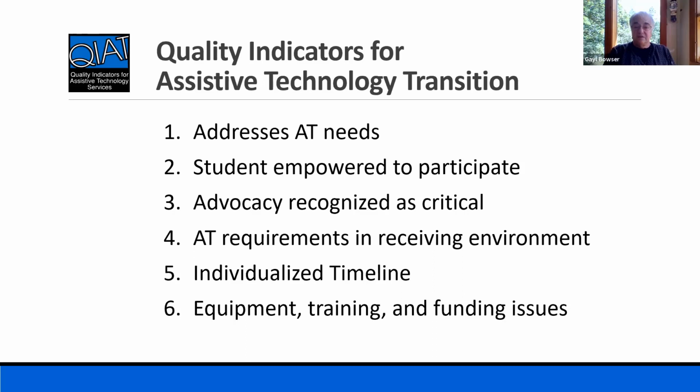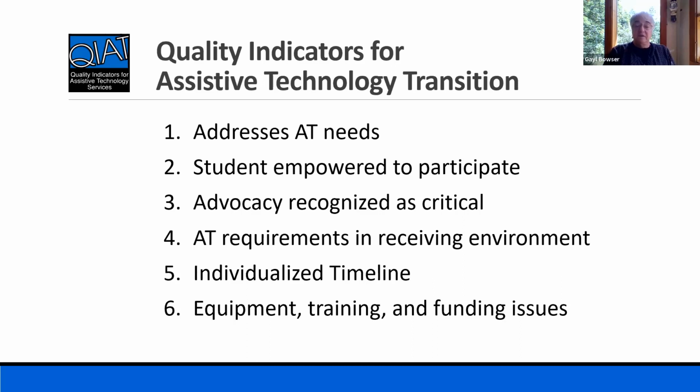And those kinds of things also affect indicator number 5, which is that students need to have an individualized timeline that addresses their assistive technology needs. One thing we know about transition planning is that sometimes assistive technology isn't addressed until the very last minute in the student's transition plan, and that can be problematic if there's a lot to do.